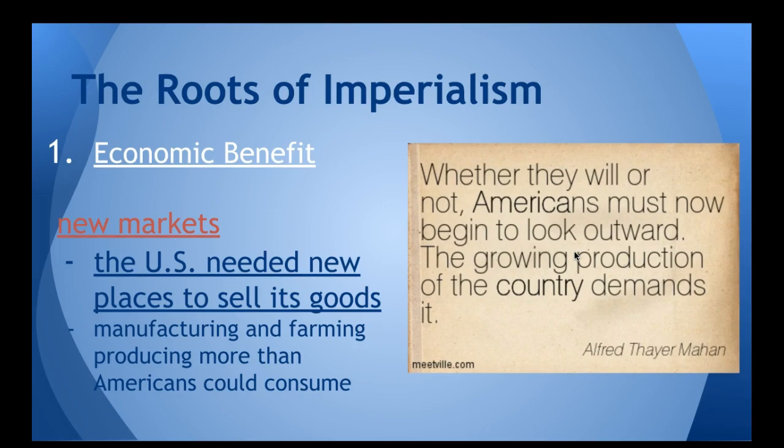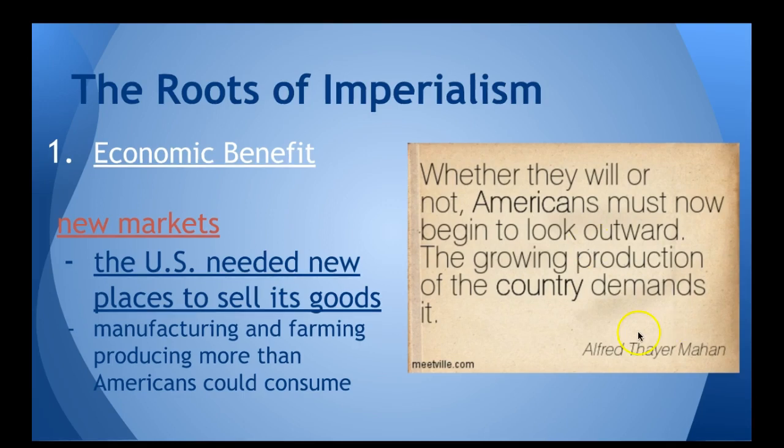You'll recall during the Gilded Age, we had ramped up manufacturing. Mechanization of farm tools had made farming way more productive. And the United States was manufacturing and farming more than Americans could consume. So a motivating factor behind imperialism was finding new places to sell our goods, to make money.